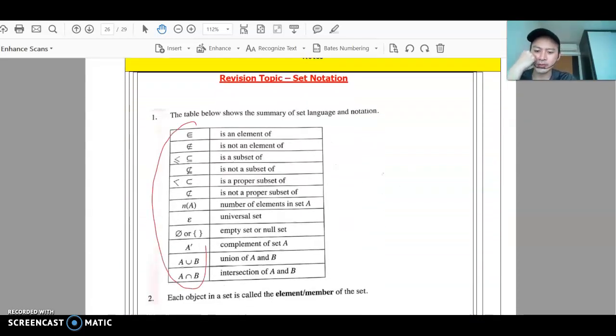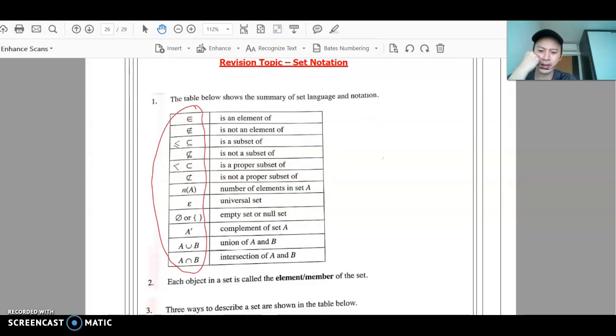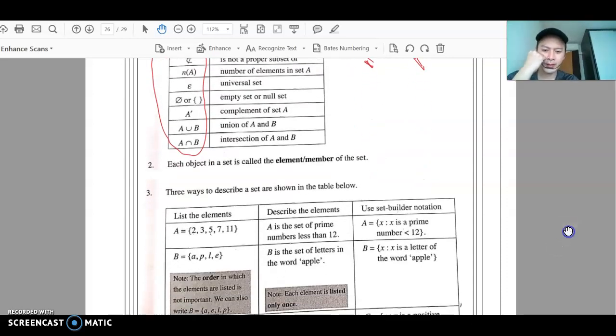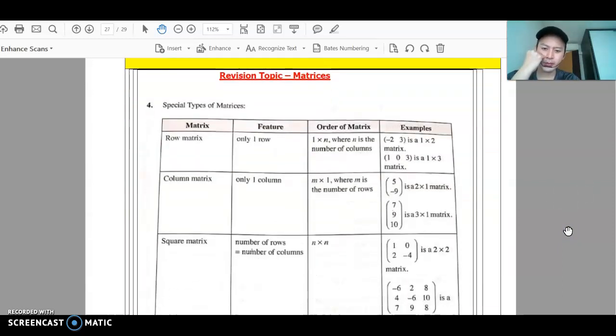There are lots of symbols you need to memorize. Element of, non-element of, subset, proper subset. When it's a proper subset, there's no chance of being equal. It's proper, it's definitely smaller. But the one with an equal sign below is just a subset. There's a chance of being equal. Moving on to matrix.